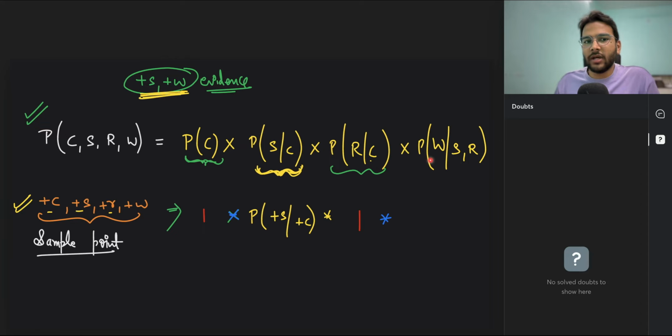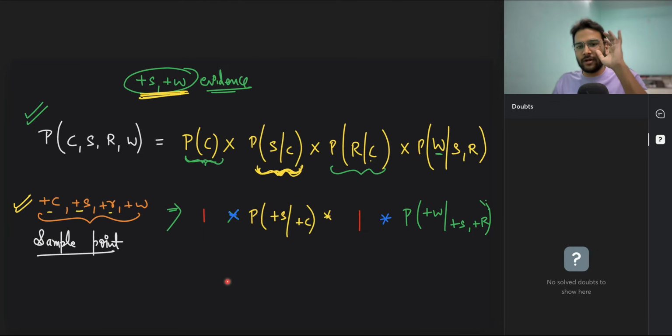Now, what about this one? Yeah, here we have this evidence involved. So I can simply write plus W given plus S plus R based on our sample point. Is this clear so far? I'm giving you 30 seconds. Carefully look at it. If you have any doubt, please ask everyone.